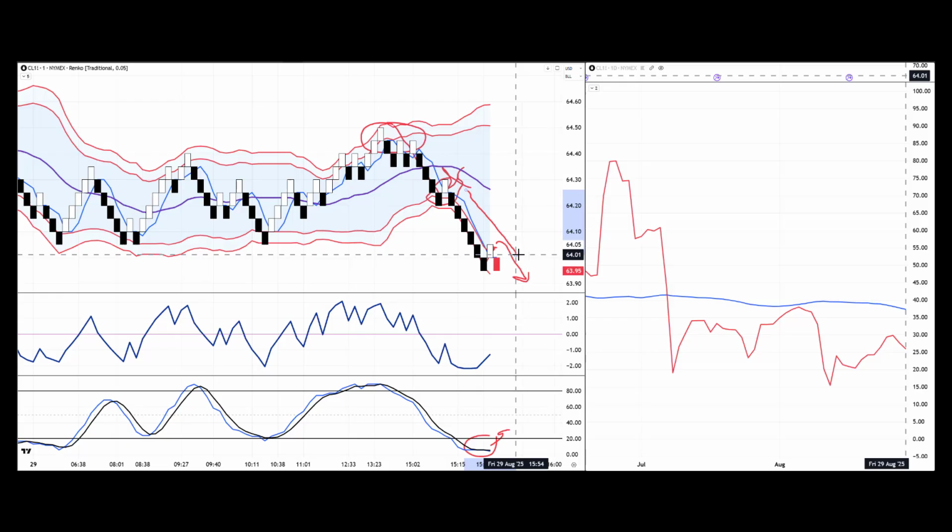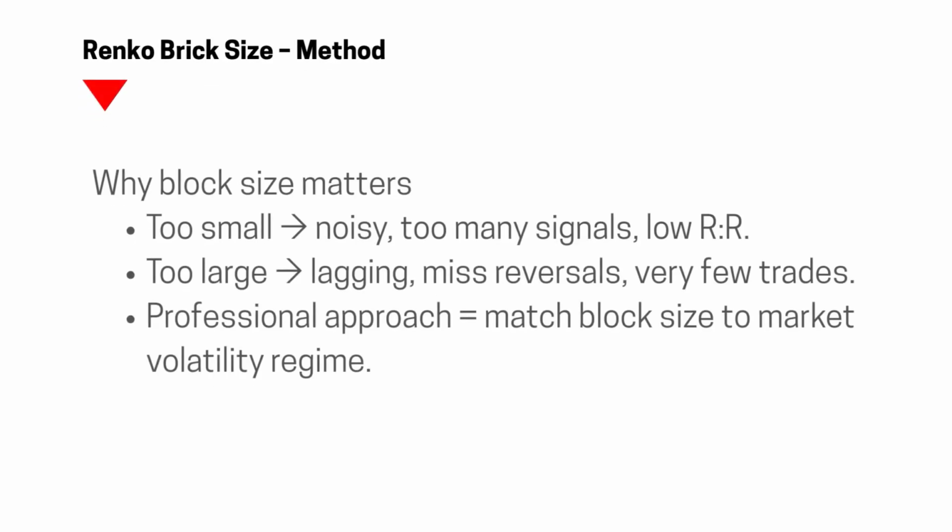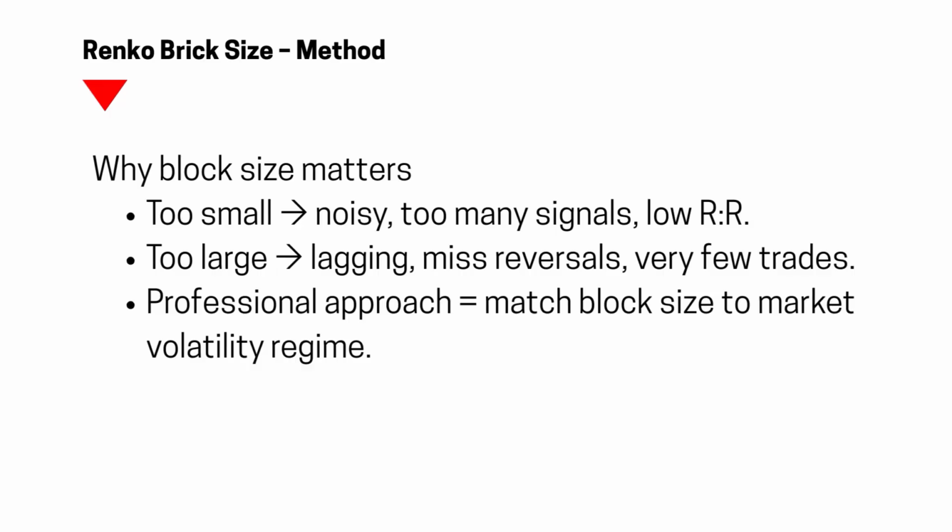So let's get into the setup, the details, how you go about constructing this. Now this really is an important part of the strategy jigsaw to put in place. It's the Renko brick size method. So why do these block sizes matter and getting them right? Well, too small, it's noisy, you get too many signals, you get a low risk return. Too large, you're going to miss trades, and you're not going to actually get many trades for that matter. So the professional approach is to match the block size to the market volatility regime that we're in.